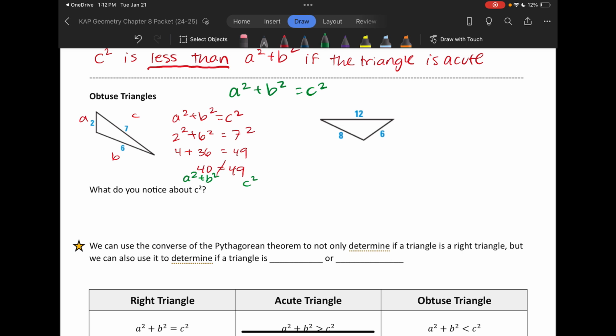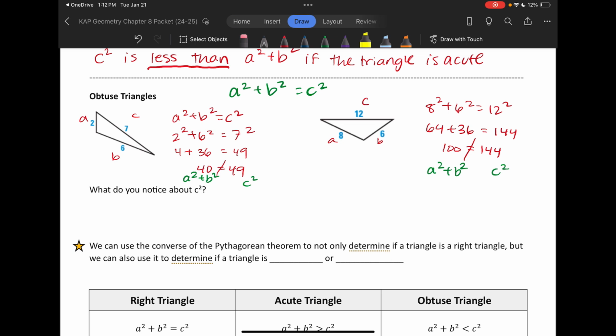Now, let's take a look at the next one, okay? The next one, 12 represents your longest side, so let's mark that as C. A will be 8, B will be 6. So we're looking at 8 squared plus 6 squared is equal to 12 squared. This gives us 64 plus 36 is equal to 144. Well, 64 plus 36 is 100, and we see here very clearly that that does not equal 144. And for context, the a squared plus b squared is where we got the 100. The 144 came from the c squared.